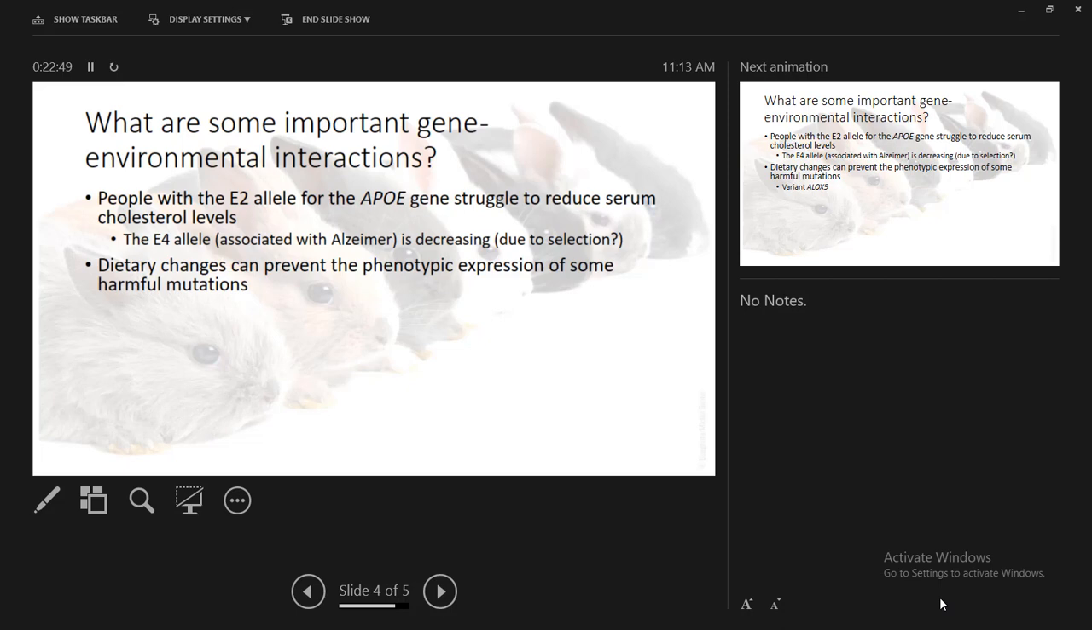Next part of the chapter was pretty interesting, and again, it wasn't really big on mechanisms, but it gave just a nice point to remember as we think about the interface between the genetic programming and the environment. And that's one of the biggest things that we can do, to shift our diet. And so it gave a couple of really good examples of how dietary changes can actually prevent the phenotypic expression of some of these complex genetic illnesses.